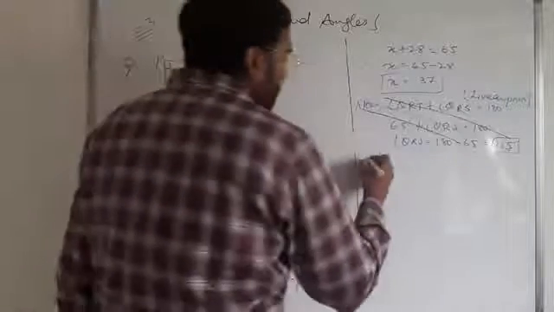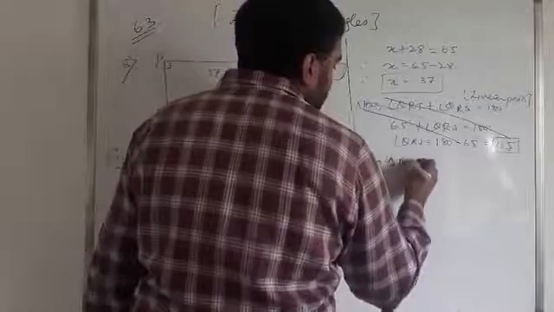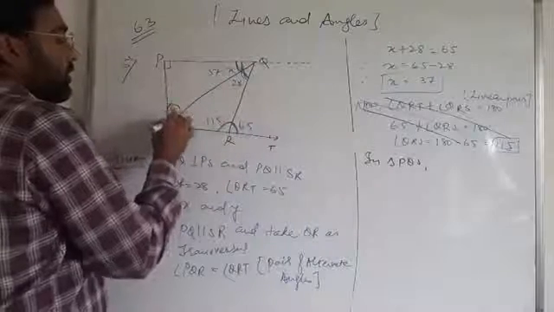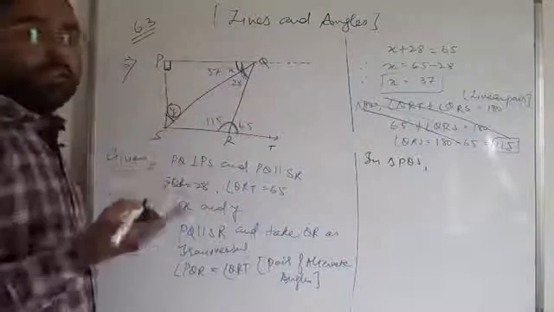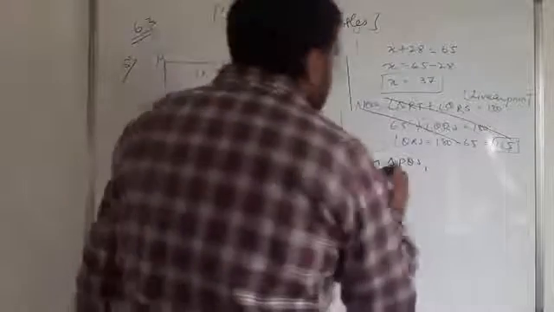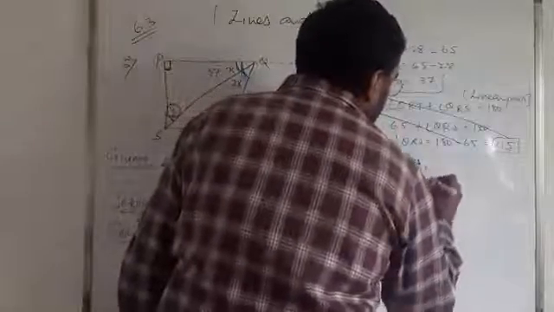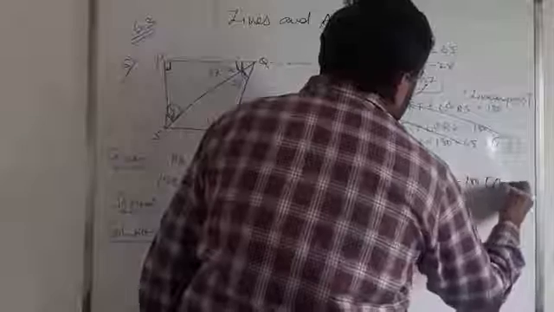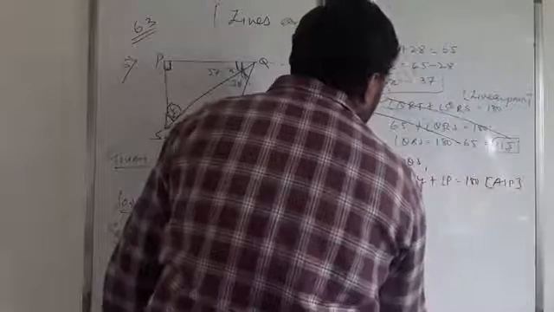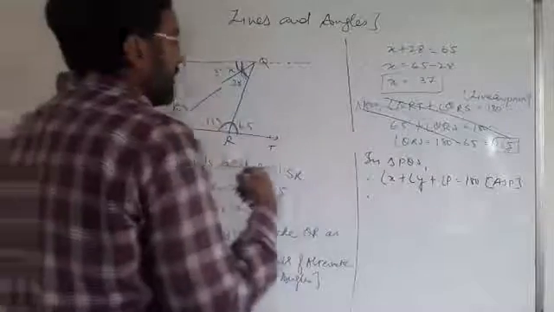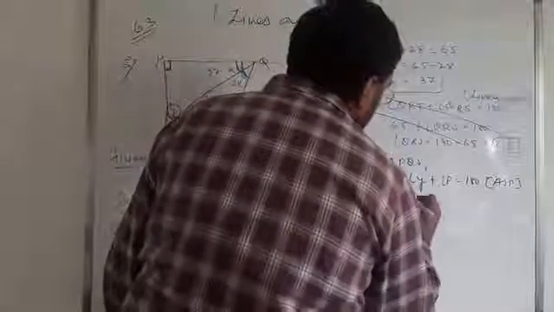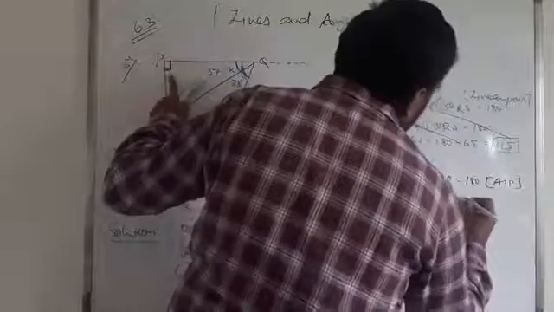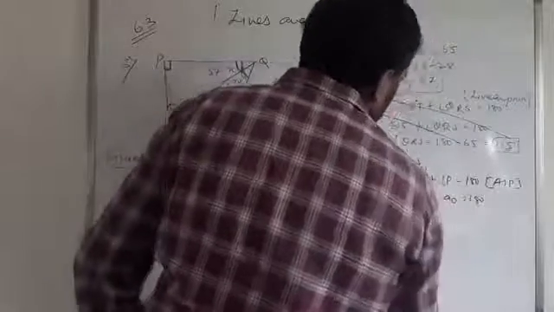In triangle PQS, angle X plus angle Y plus 90 is equal to 180 degrees. Using the angle sum property, angle X plus angle Y plus angle P is equal to 180 degrees. Therefore angle X is 37 degrees, plus angle Y, which we have to find, and angle P is given as 90, is equal to 180 degrees.